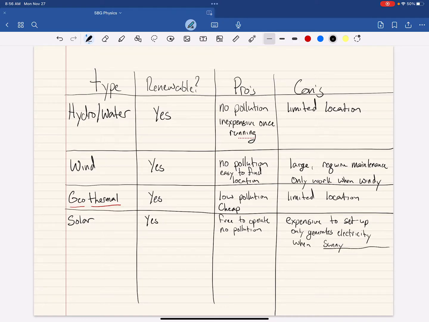So that's going to be a problem in some places where it's not consistently sunny. We happen to live in one of the sunniest places on Earth. So it's not really a big issue for us, but for other people, it might be.